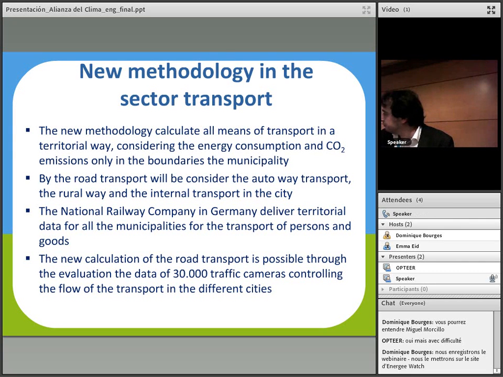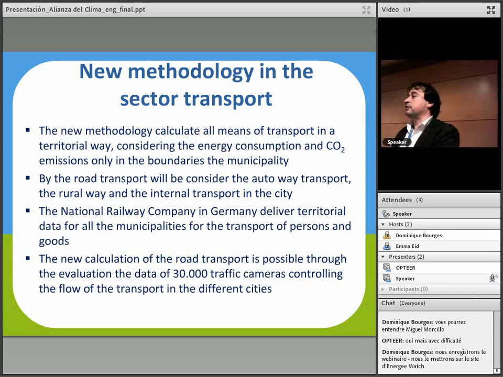We are similar to the presentation from the beginning. We have 30,000 cameras in Germany controlling the traffic, and we are using the information of these 30,000 cameras to make an analysis of the traffic flow. And we are dividing this traffic flow at the municipal level.